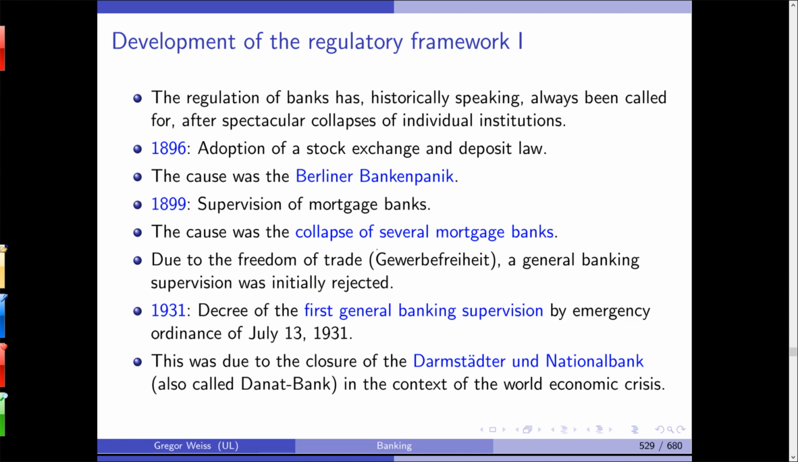In 1931, we had the decree of the first general banking supervision by emergency ordinance, emergency executive order of 1931. This sounds strange a little bit. I hope the German students know about this. You should, yeah, you should know. For you exchange students. Back at that time, at the end of the Weimar Republic, German politics were virtually, how shall I put it, governments were no longer able to function properly because of shifting majorities and because of increasing power of the Nazi Party. So what happened is the constitution of the Weimar Republic allowed the government to rule by using executive orders.